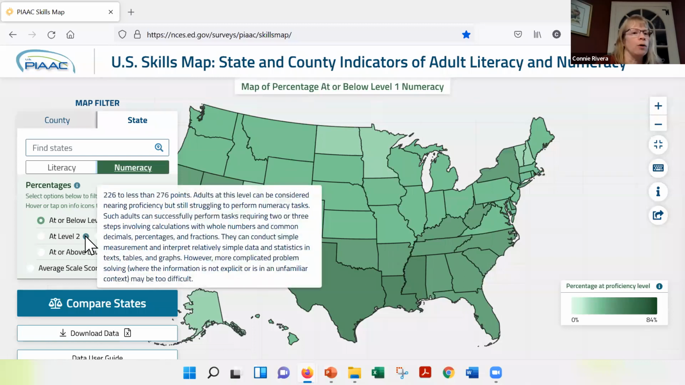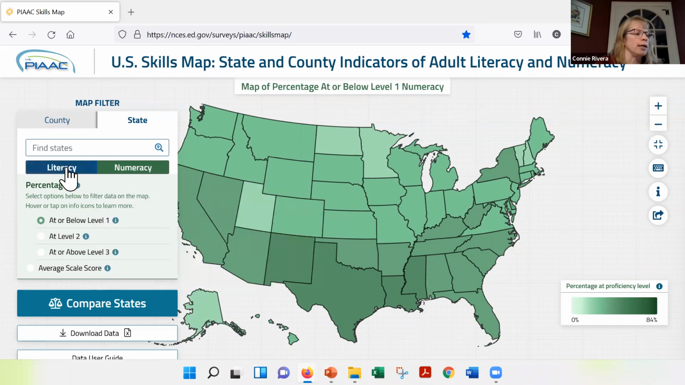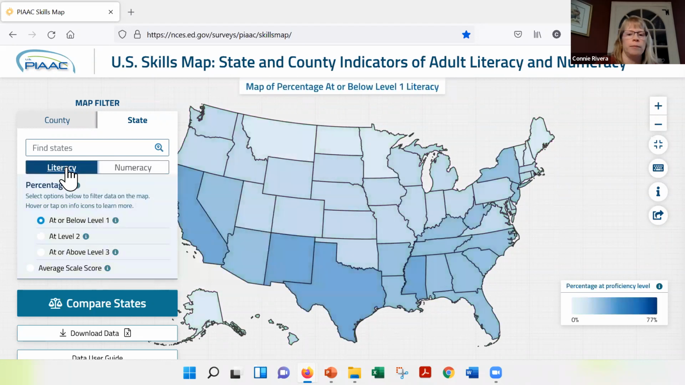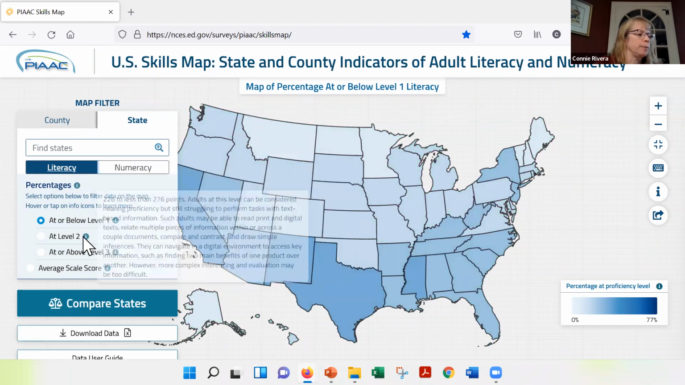Jay, the question about PIAAC levels: at or below level 1, level 2, and level 3, all the descriptions are here if you hover over, and you can do the same thing with literacy.